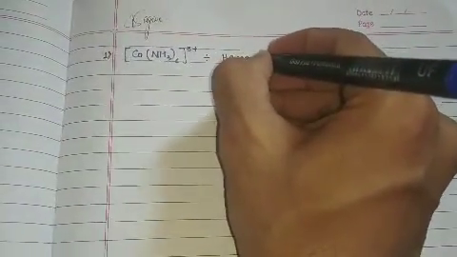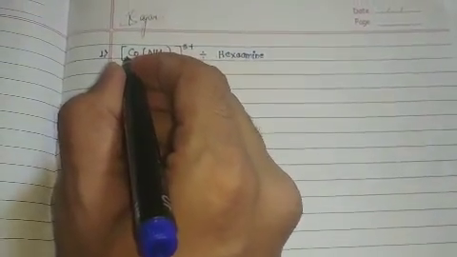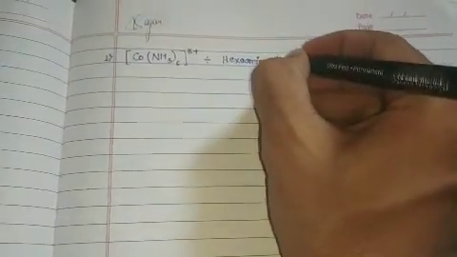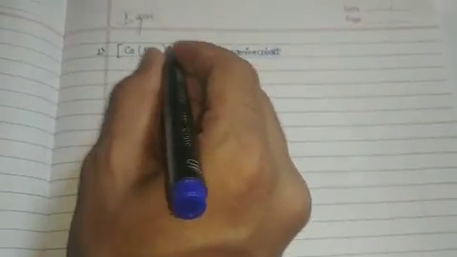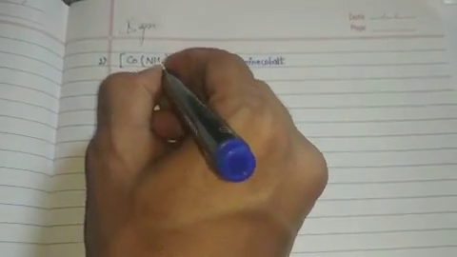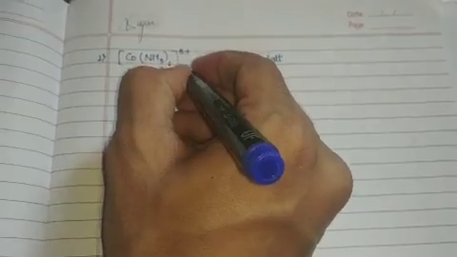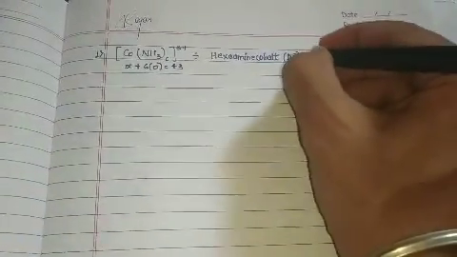Hexaammine. First I have named the ligand, next I have to name the central metal atom or ion. Hexaammine cobalt. Because it is a cationic complex, the name of the central metal atom or ion remains as it is. What is the oxidation state? Since ammonia is a neutral ligand, x plus 6 times 0, and the overall complex charge is plus 3, so the oxidation state is 3, written in Roman numerals. Since it is an ion, hexaamminecobalt(III) ion.